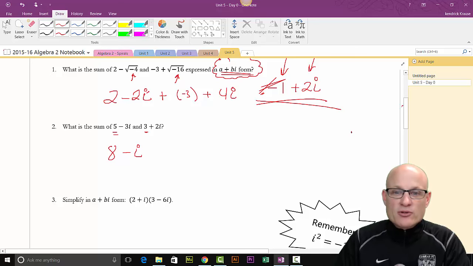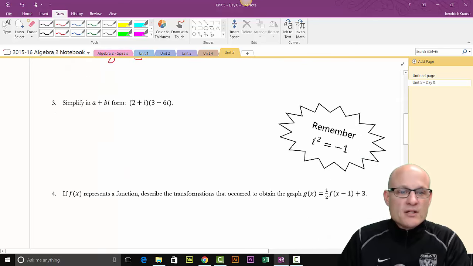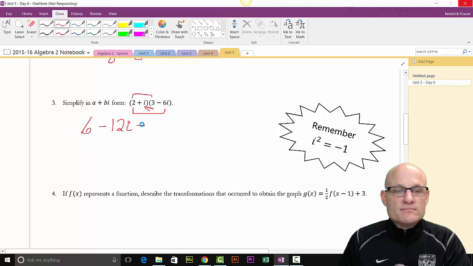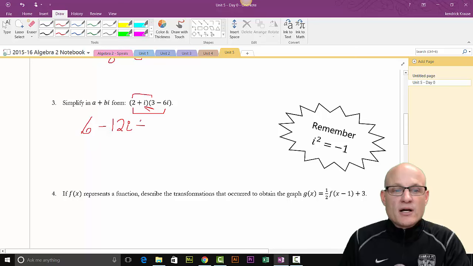All right, so let's take a little trip back to memory lane. And we're going to double distribute here. This is 6. That's easy. This is actually on your spiral this week, I think. These two things multiplied give me negative 12i. And then positive 3i. And then the hard part is this one right here. It's i times negative 6i, which is negative 6i squared.